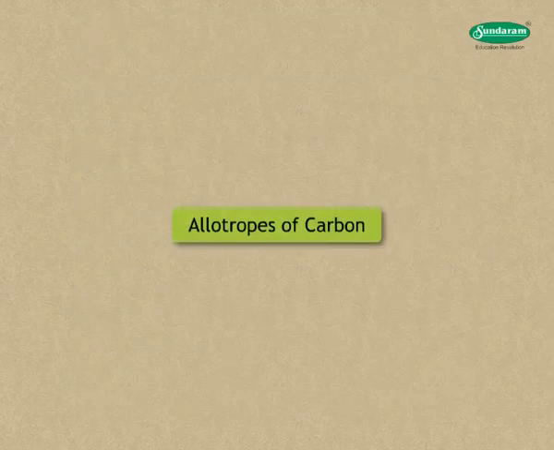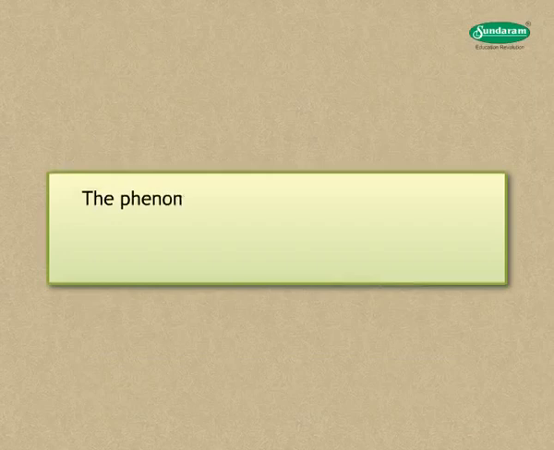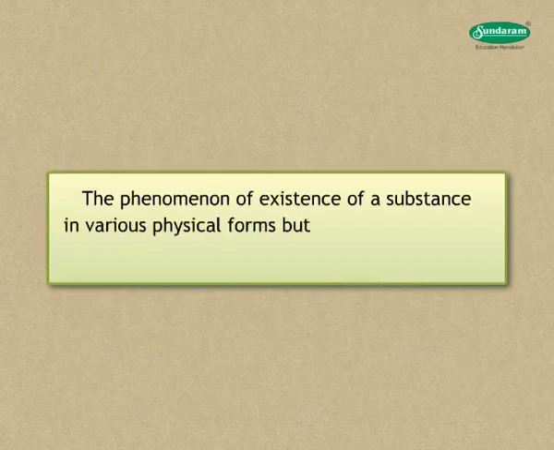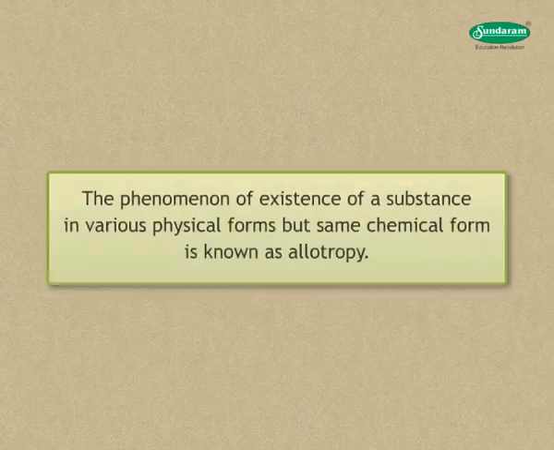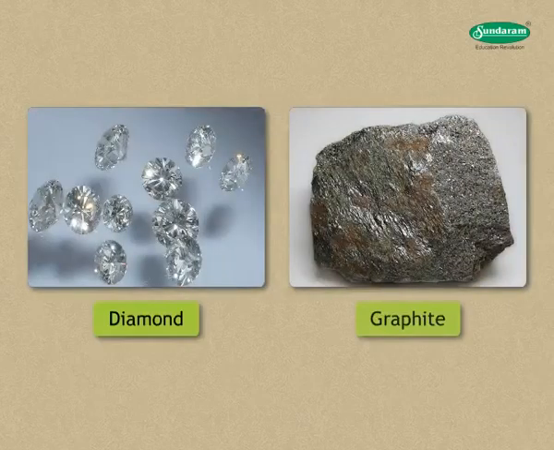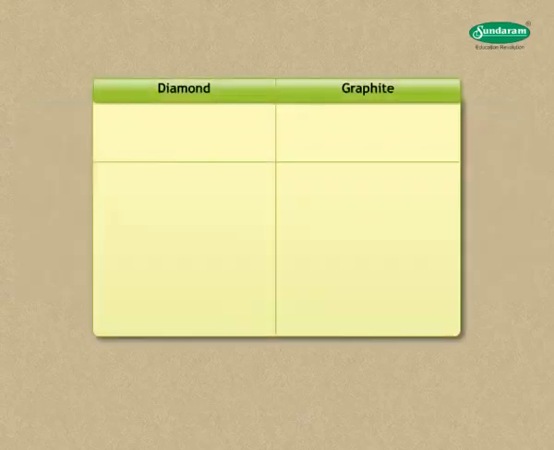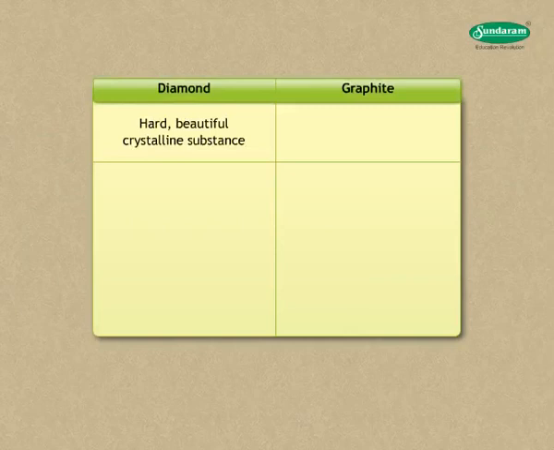Let us look at the allotropes of carbon. The phenomenon of existence of a substance in various physical forms but the same chemical form is known as allotropy. Both diamond and graphite are formed by carbon atoms. Diamond is a hard, beautiful crystalline substance, while graphite is a soft, grayish-black crystalline substance.